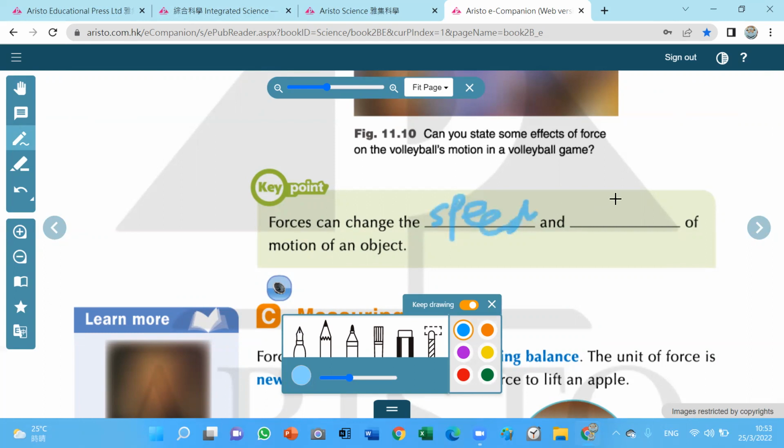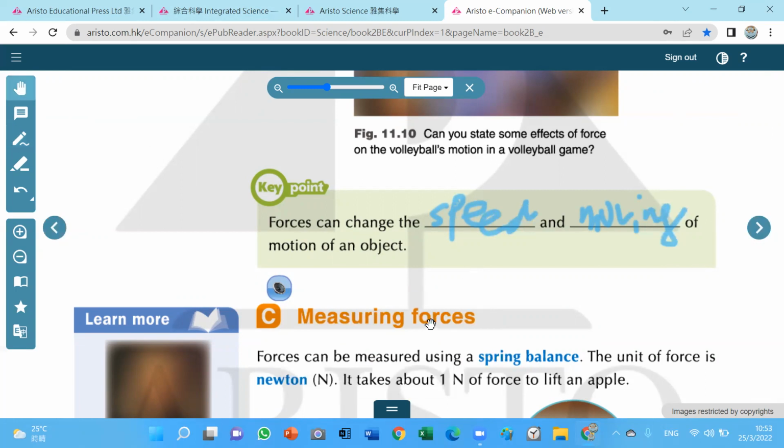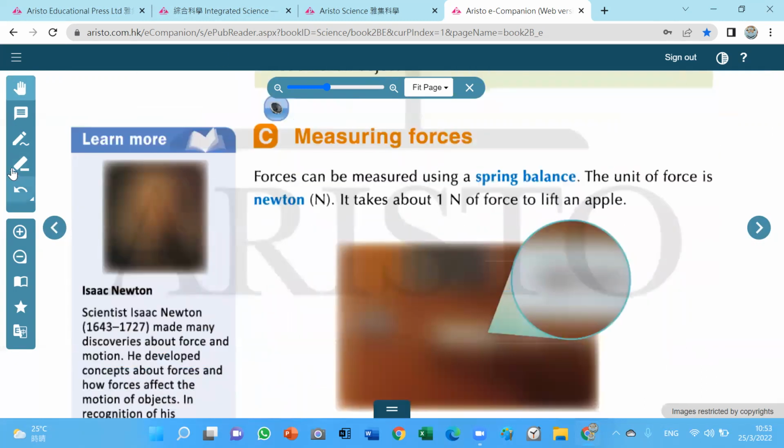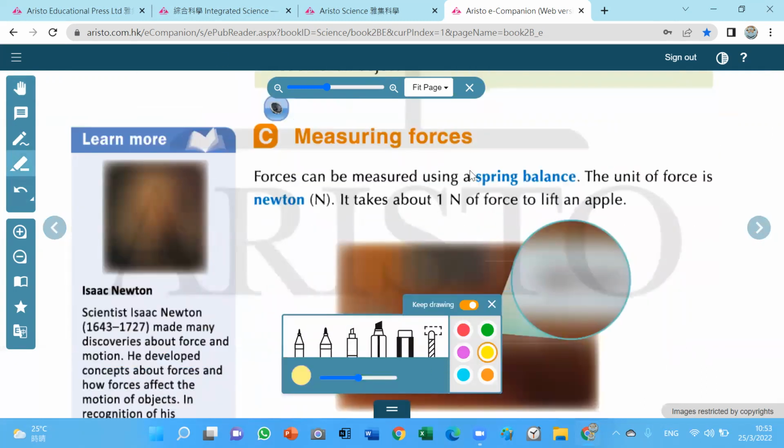Speed and movement. So force can be measured using a spring balance, as shown in the video. A spring balance is a device for measuring force. The unit is N, Newton. It takes about 1 N of force to lift an apple.